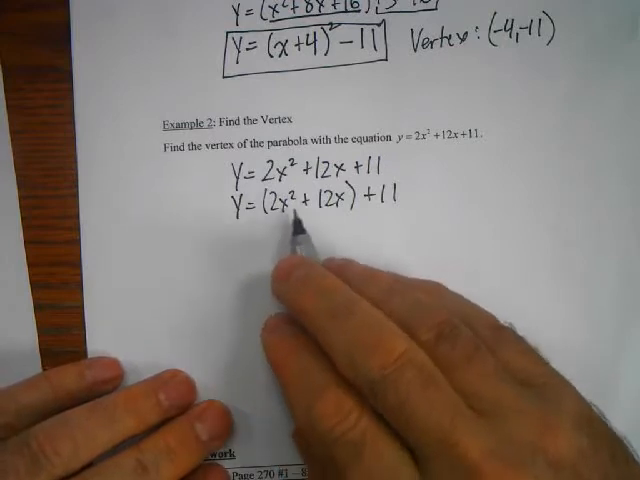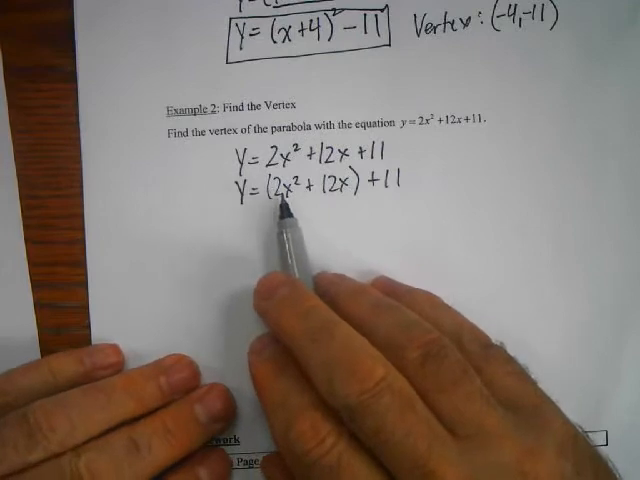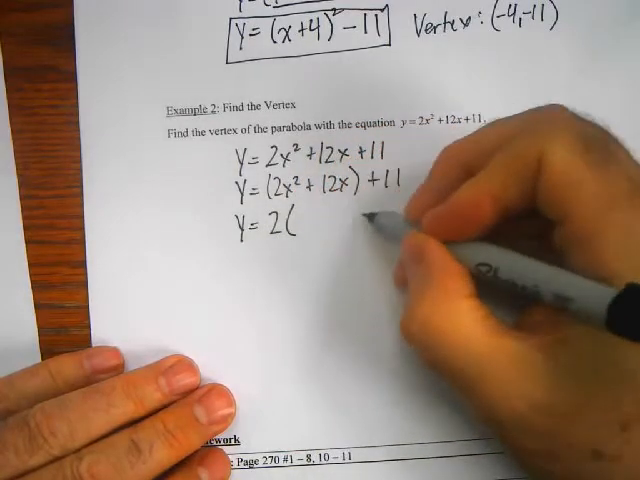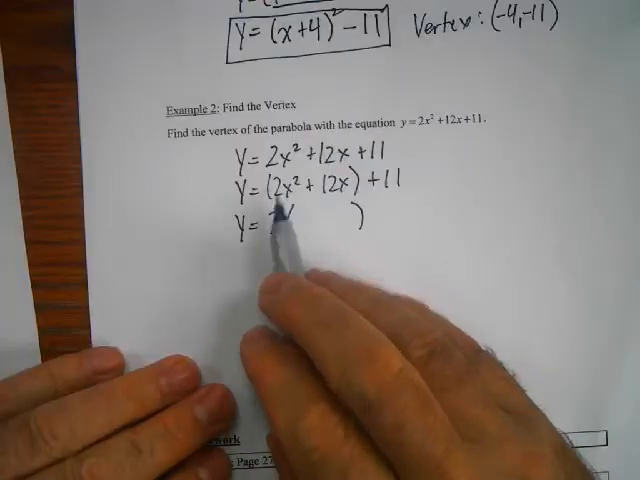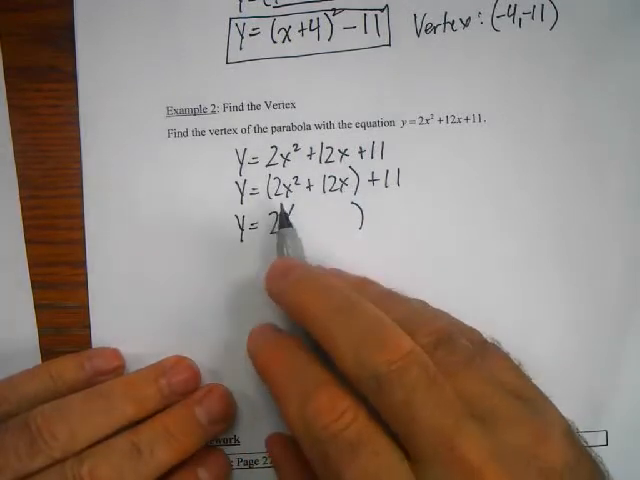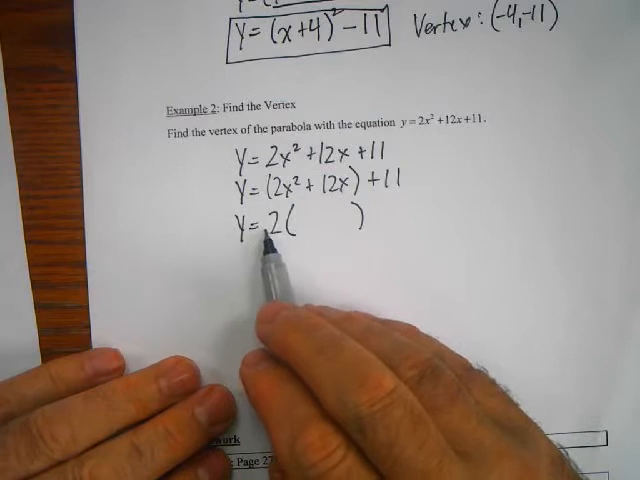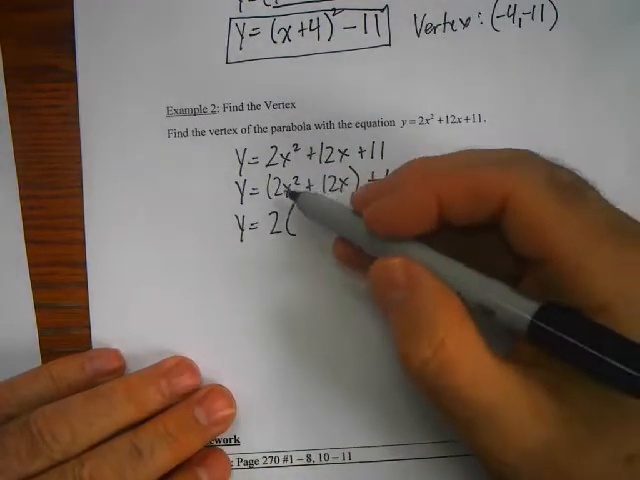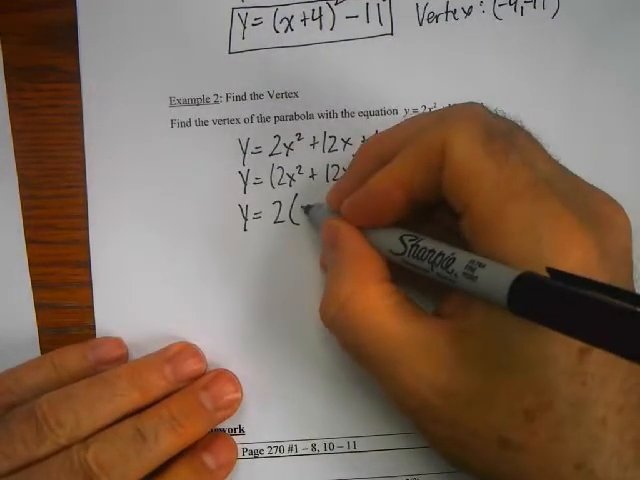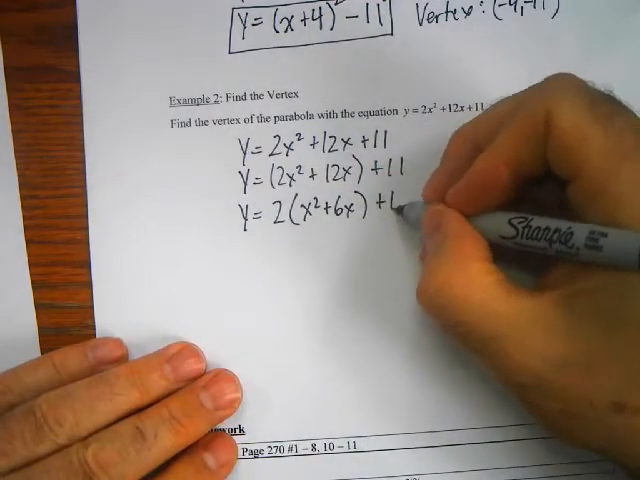Now we actually have to factor out the coefficient of the x squared term. In this case, it's a 2. So I'm going to rewrite this as 2, factoring the 2 out of both of these terms. I'm always going to pick the number in front of the x squared as my common factor. Now I just divide each of these two terms by 2. So I get x squared plus 6x, and then the plus 11 from before.